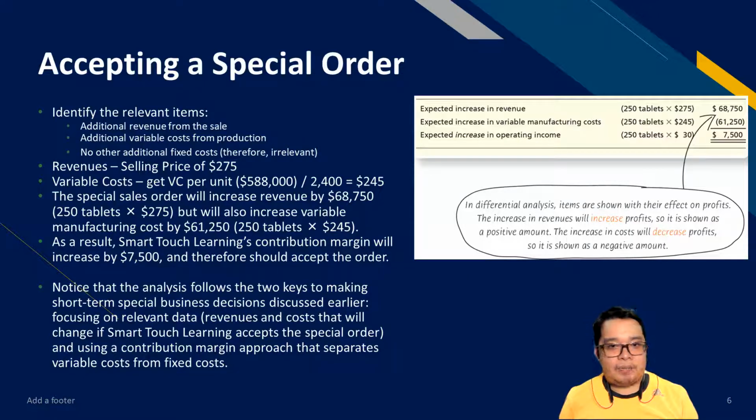So therefore, what's the impact? The special sales order will increase revenue by 68,750, which is 250 tablets times 275. But in so doing, you will have to incur additional manufacturing cost of 61,050. And therefore, the net profit impact is 7,500. So from a purely financial perspective, then a company should accept the special order, right? Because the profit impact of accepting the order is 7,500 pesos. Right?